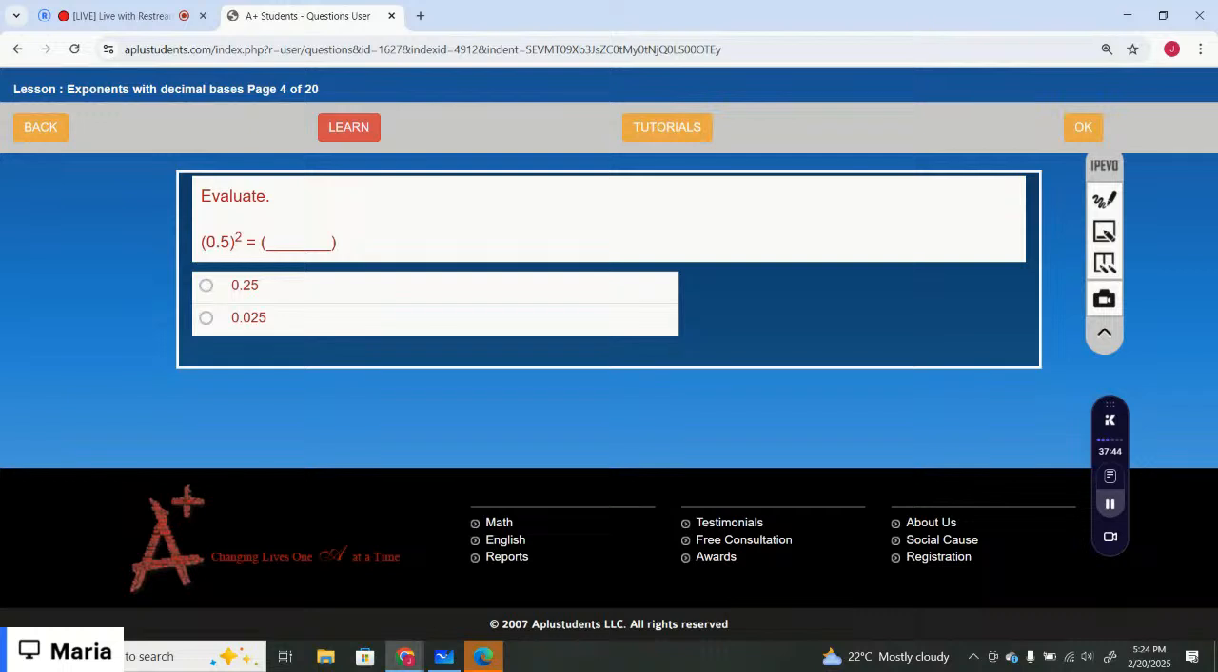0.5 square equals 0.25. Option number 1 is the correct option.